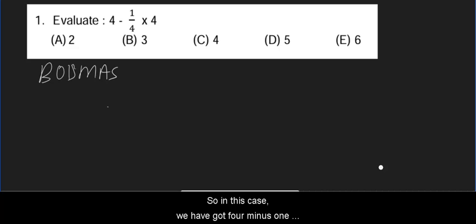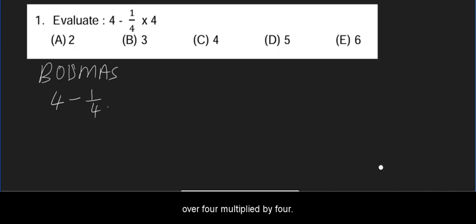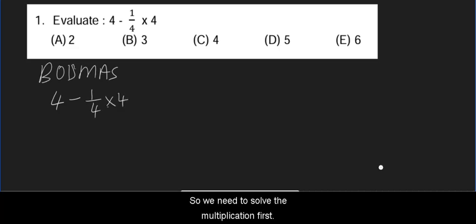So in this case, we have got 4 minus 1 over 4 multiplied by 4. So we need to solve the multiplication first. The division is fine, it is simplified already, so then we can focus on the multiplication. We see when this can cancel out. This is the same as 1 divided by 4, and we have 4 divided by 1 there, so that is the same. So now what's going to happen is this 4 cancels out that 4.